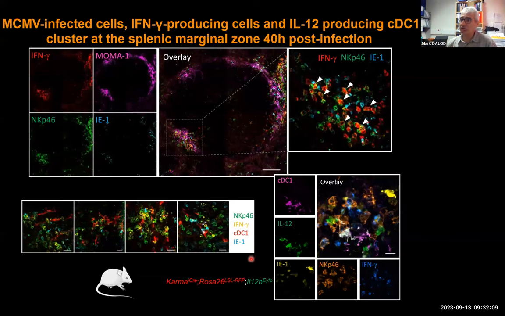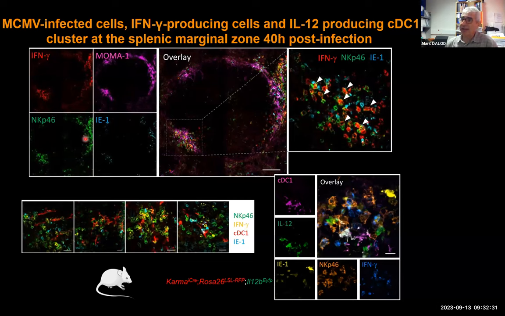How does it occur in tissues? For that, we first looked to confirm that NK cells are clustering with infected cells in the marginal zone of the spleen, which was shown before. We used MOMA-1 to stain the marginal zone of the spleen that is separating the red pulp, where you have erythrocytes and red pulp macrophages, from the white pulp where we have T cells.